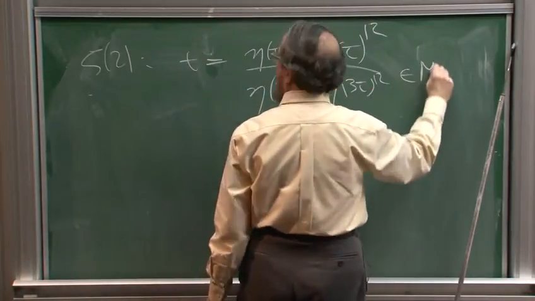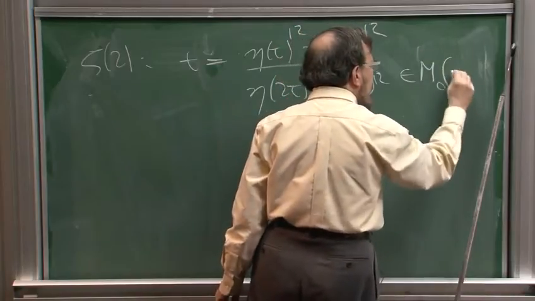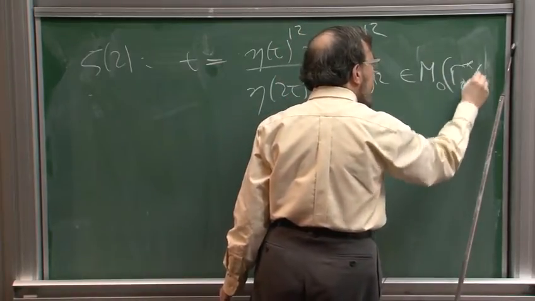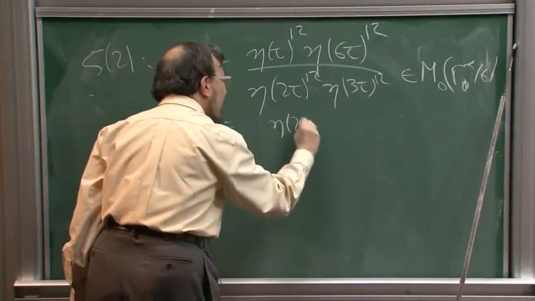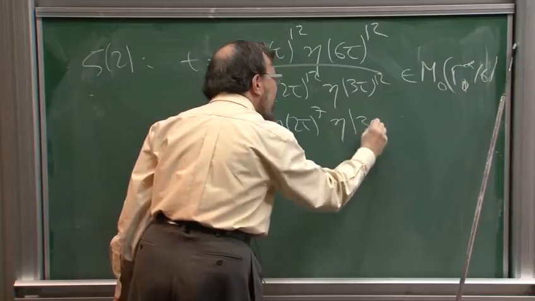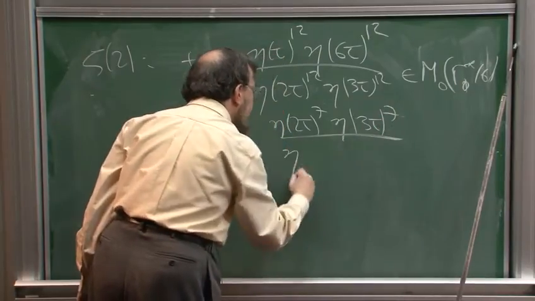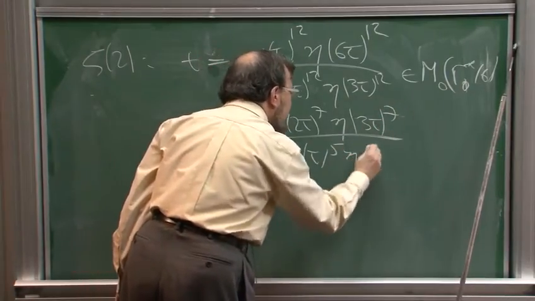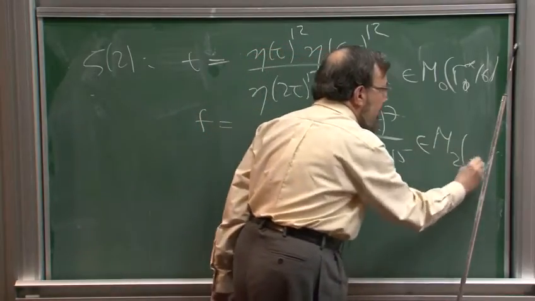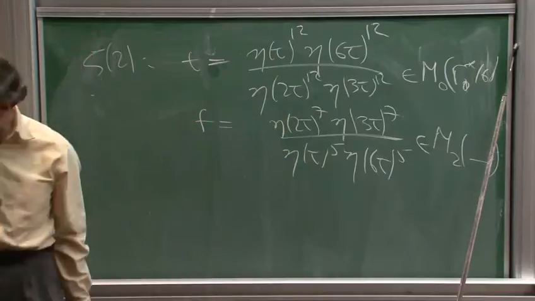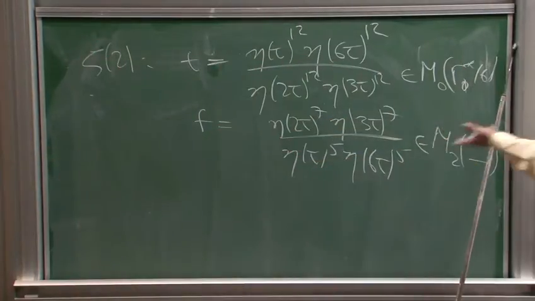So this is a modular form of weight 0, meromorphic on gamma 0 star of 6, it's called. And f, in this case, is eta of 2 tau to the 7th, eta of 3 tau to the 7th, over eta of tau to the 5th, eta of 6 tau to the 5th, which is a modular form this time of weight 2. So you get a third order differential equation on the same group. And there's absolutely no way to guess that. That's what I'm trying to show you. This is just a complete miracle.